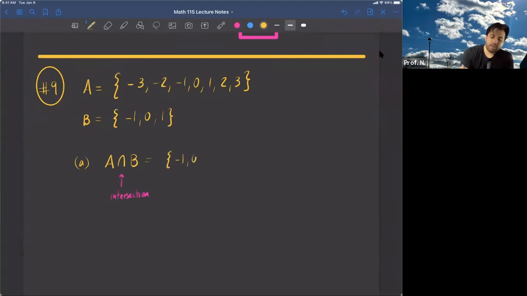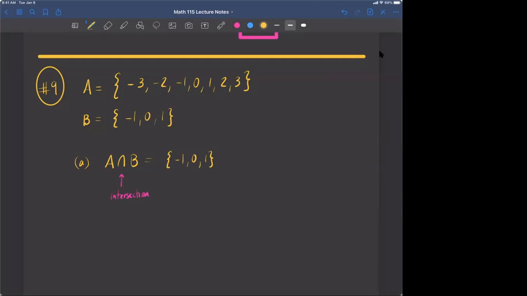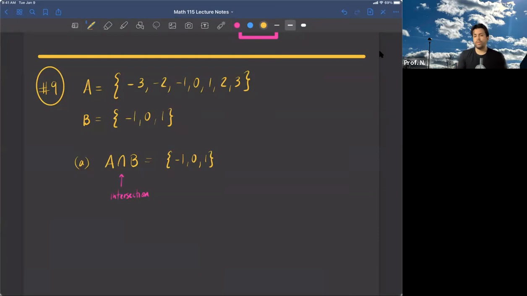But what's the bigger idea? What is an intersection of two sets? It's the set that contains the common numbers. It's everything that's in common between A and B. And so the only ones that are in common are -1, 0, and 1. So, Jalen, it's the numbers that are the same. Okay, that's the intersection. Now, what would be the union?